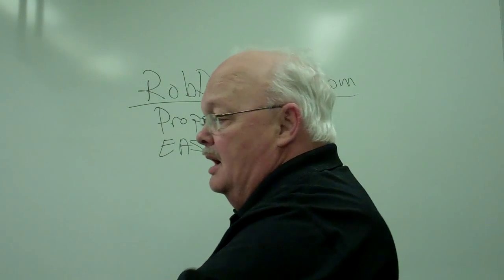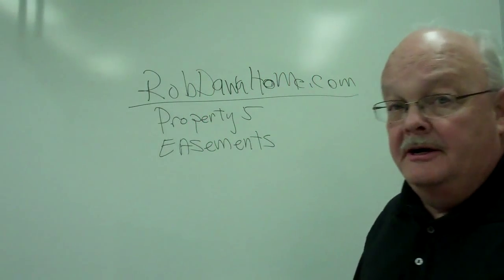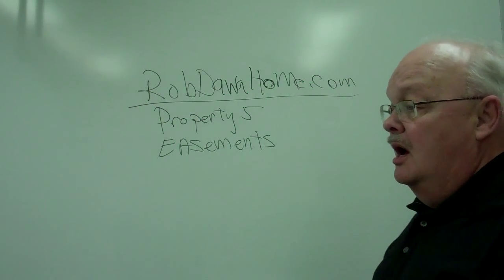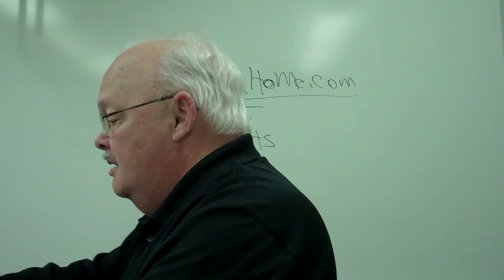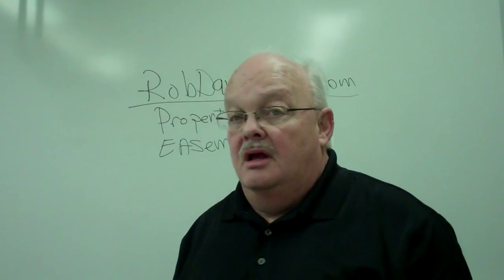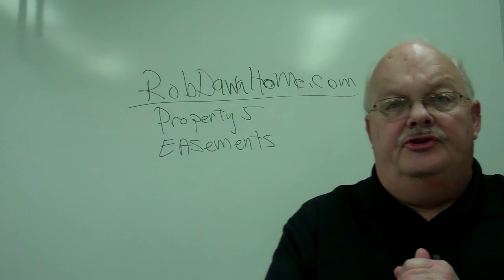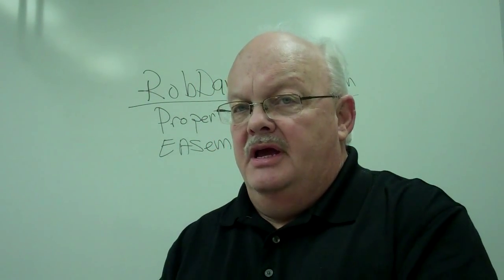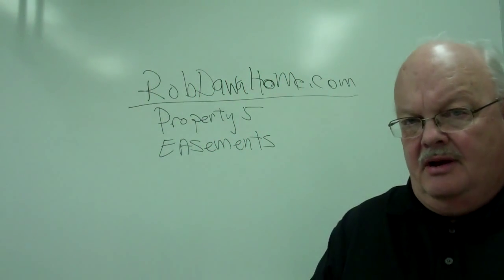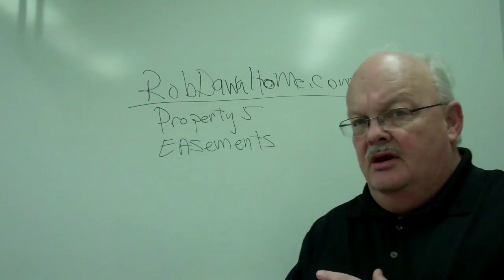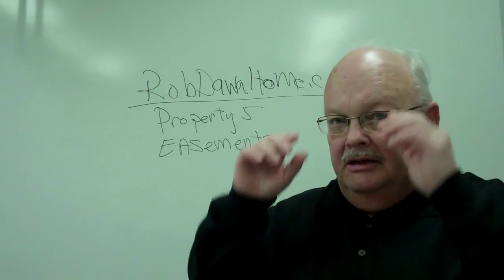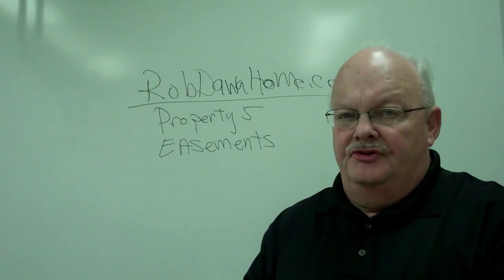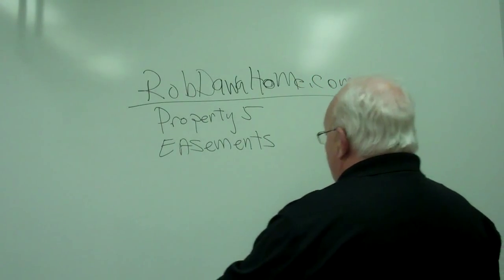What we're going to be talking about this time is the Property 5 area, which is easements. When we deal with an easement, you think of the right of one person to be allowed to use another person's property. This usually comes up, for example, when you've got two adjoining owners and there's only one driveway, and the driveway kind of runs equally down through both properties.